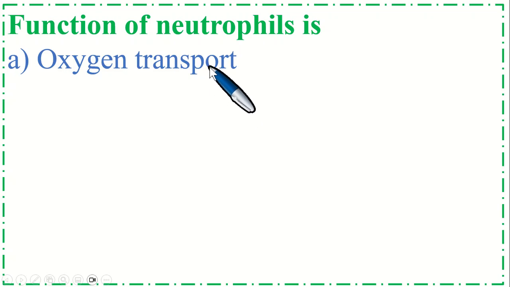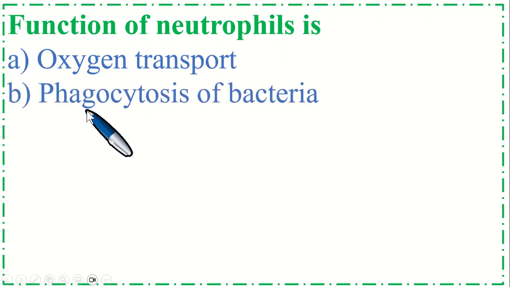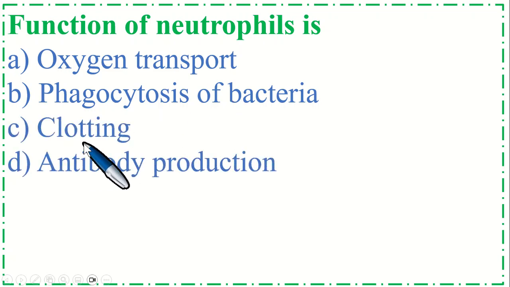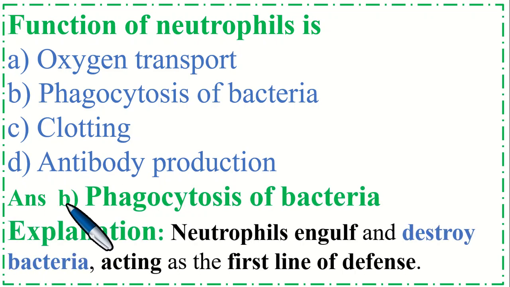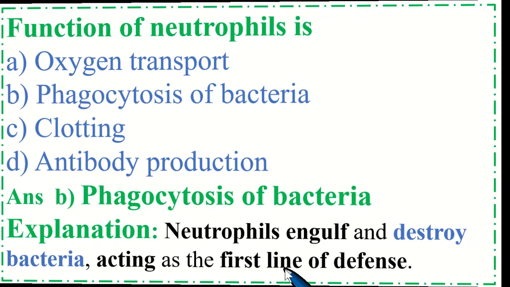The function of neutrophils is: option A, oxygen transport; B, phagocytosis of bacteria; C, clotting; and option D, antibody production. So the correct option is B, phagocytosis of bacteria. Neutrophils engulf and destroy bacteria, acting as the first line of defense.